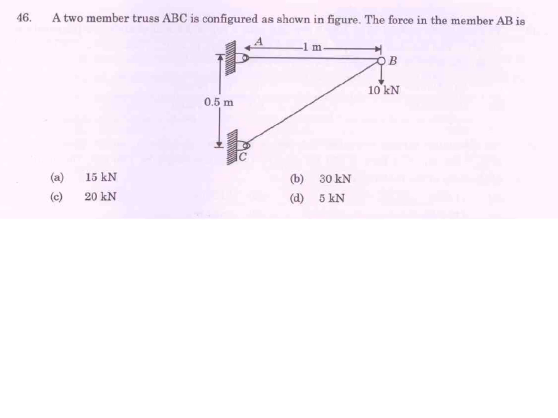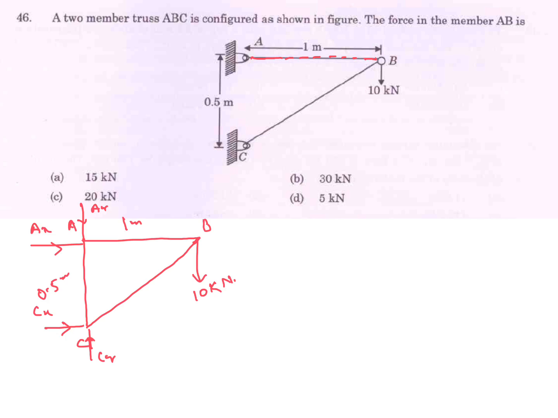A two-member truss ABC is configured as shown in figure. The force in the member AB is how much? Force in the member AB. Here we have to calculate the force. If we draw the free body diagram, it will come like this. Here this is compressive force.